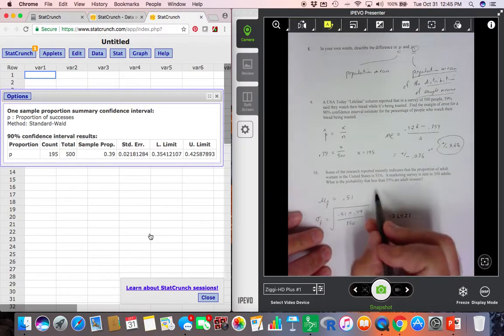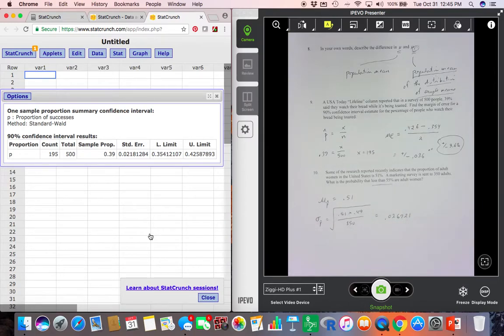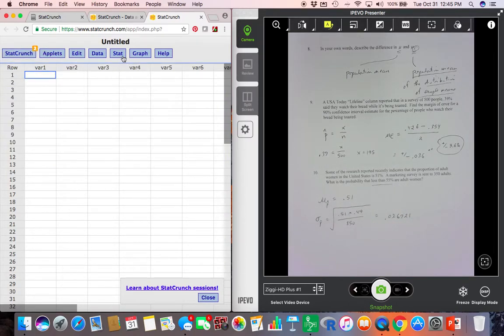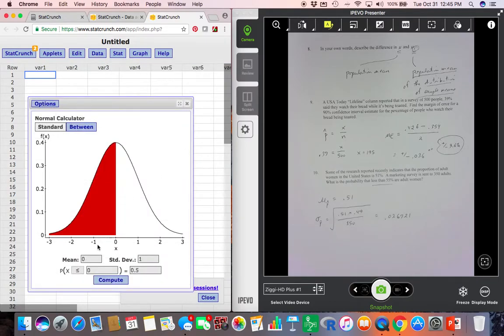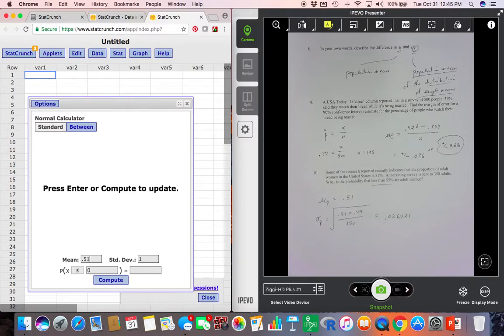All right, so we want probability less than 55%. So gang, this could be an easy problem. We model this with the normal distribution. So our mean is 0.51. Our standard deviation is 0.026721, and we want less than 0.55.